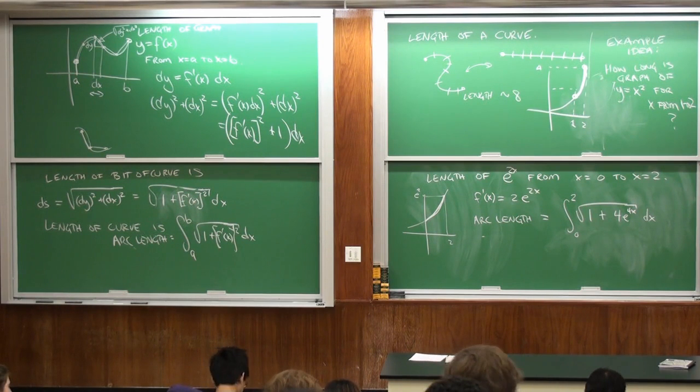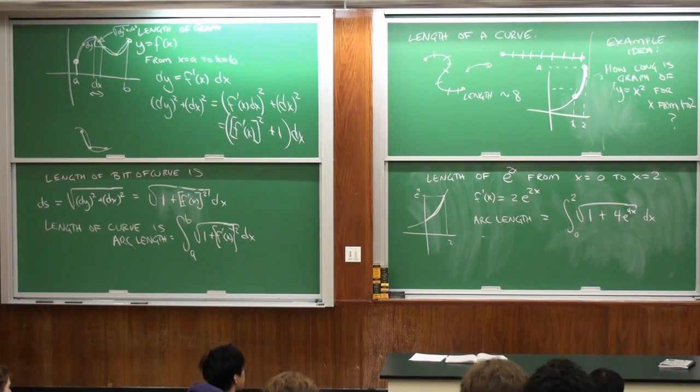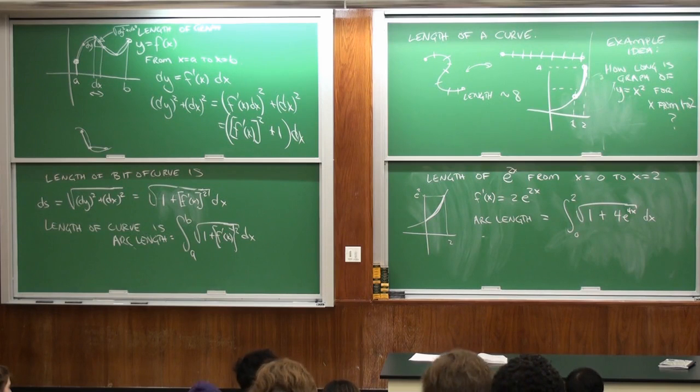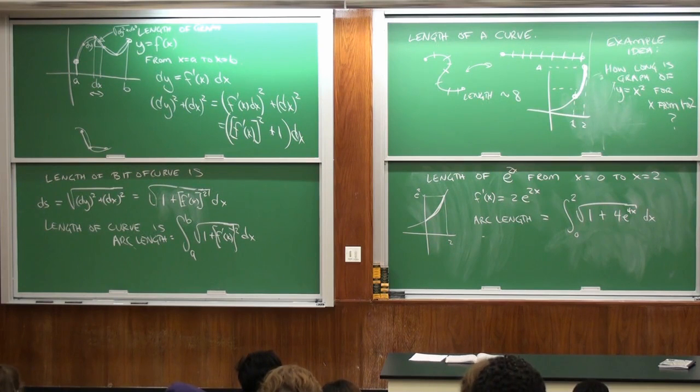Secant of pi over 4 is 1 over the cosine of pi over 4. Cosine of pi over 4 is 1 over root 2, so this is the log of root 2. Secant of pi over 4 is root 2. Tangent of pi over 4 is 1 minus the log secant of 0 is 1. Tangent of 0 is 0, log of 1 is 0, so this is the log of 1 plus the square root of 2. So it's a number.